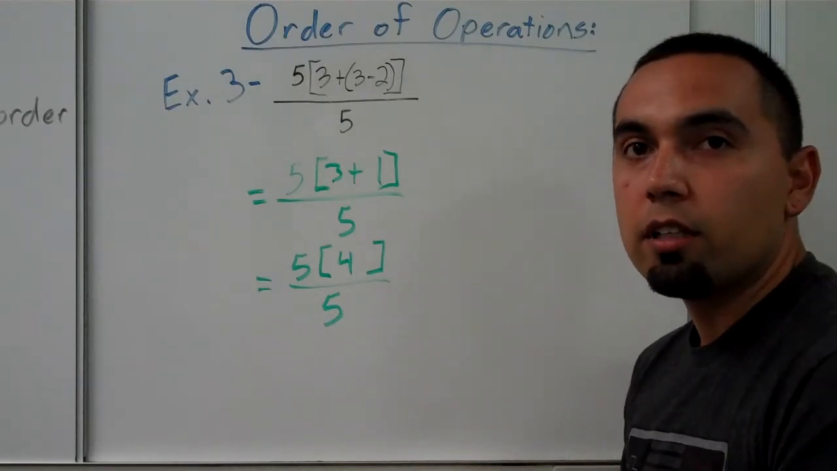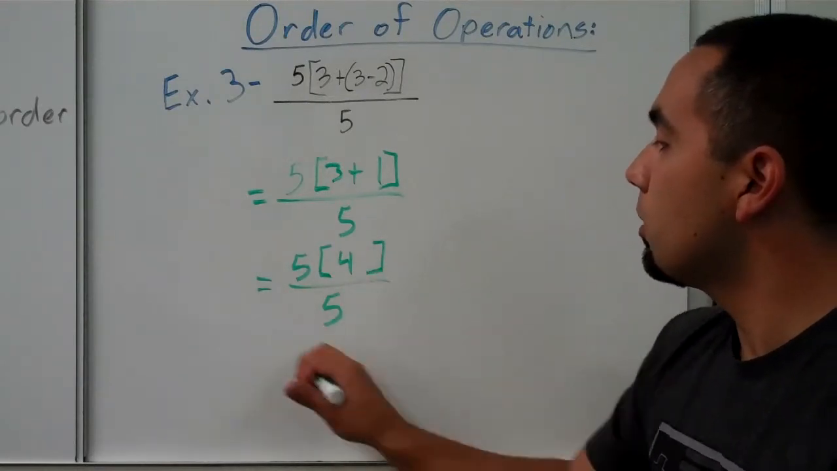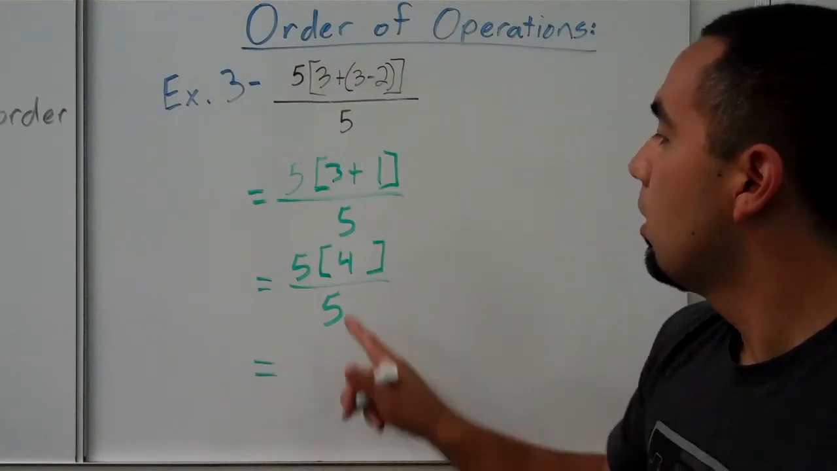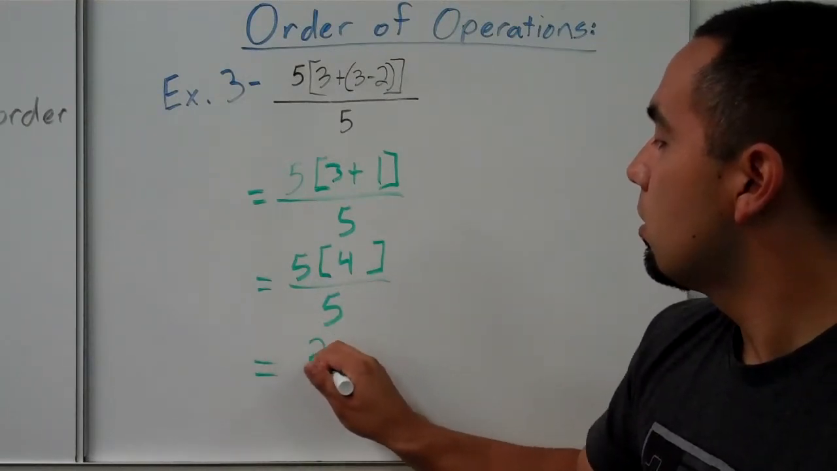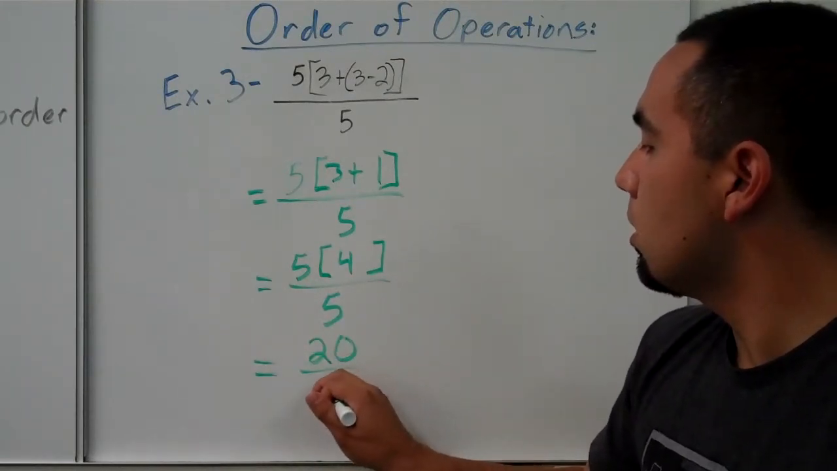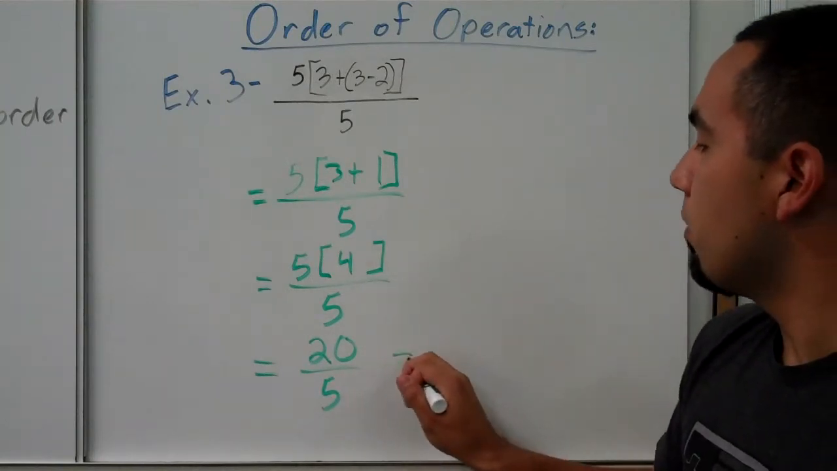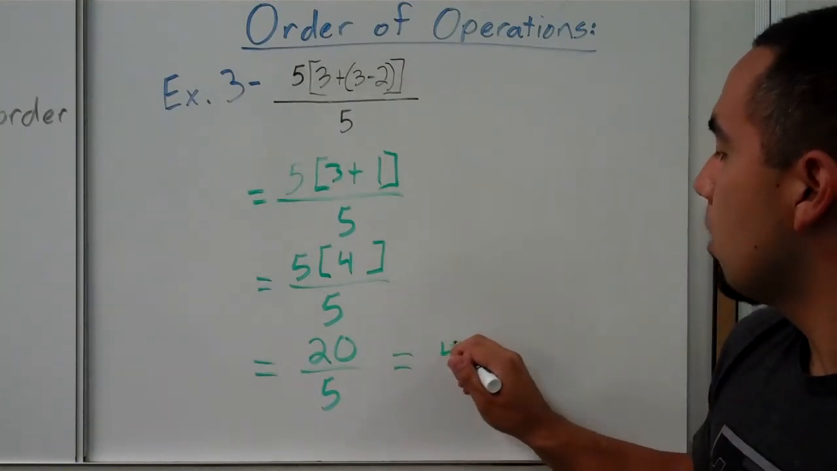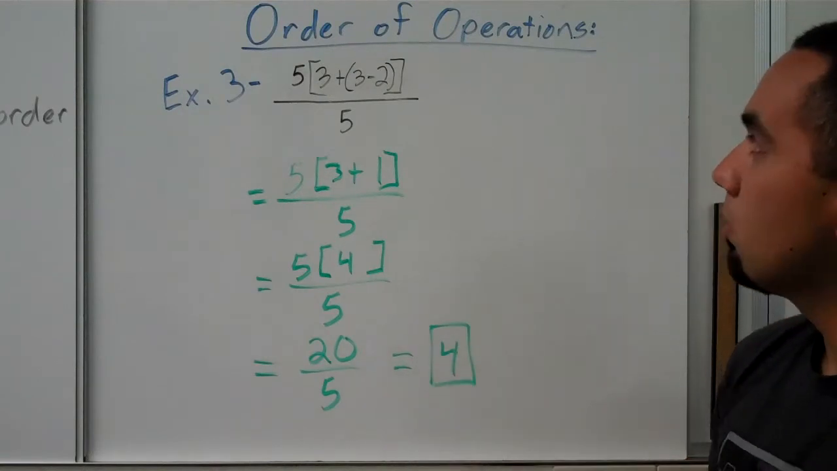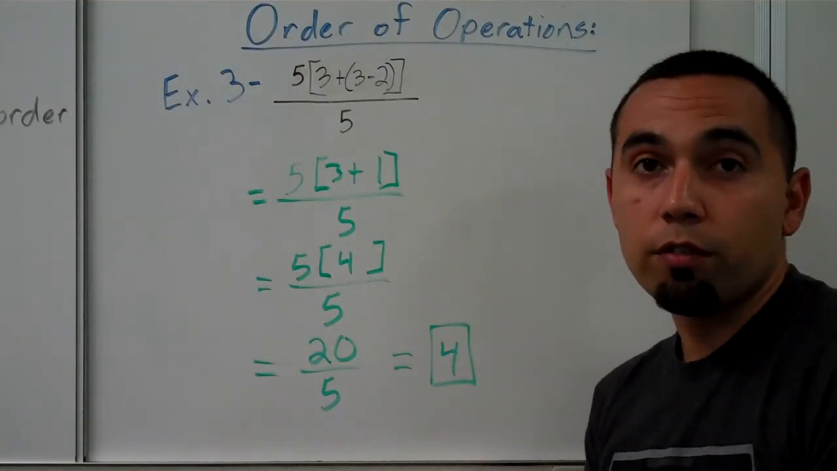And then finally I'm going to divide by 5. So if I do my multiplication here, that is 20. And I get 20 divided by 5. My final answer should be 4. All right? So that's order of operations.